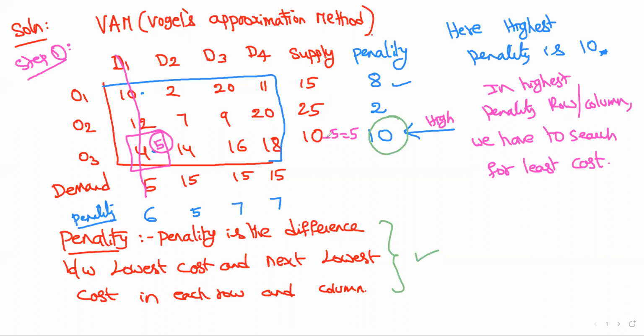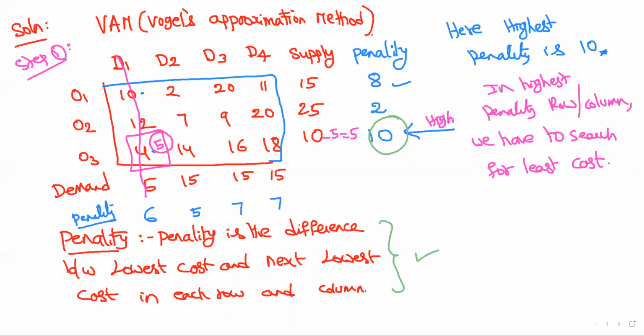In the northwest corner method, we know the northwest position. In the row minimum method, we know the row minimum element. In the column minimum method, we took the column minimum. In the matrix minimum method, we took the whole matrix minimum. But in VAM, we have to see the penalty, the highest penalty. Then the row or column is fixed. In that row or column, we have to search for the least element.